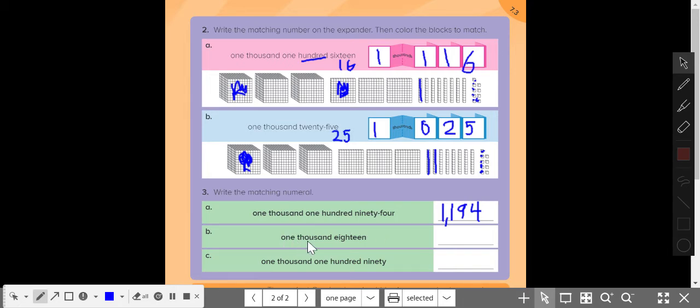Letter B says 1,018. Okay, well 1,000. I don't see the word 100 in here, so I'm going to put a 0 next for the hundreds place. And then 18, oh, that's just a 1 and an 8. Remember to put your comma because that's important. Okay, it helps us to read it easier. Letter C says 1,190. So 1,190.